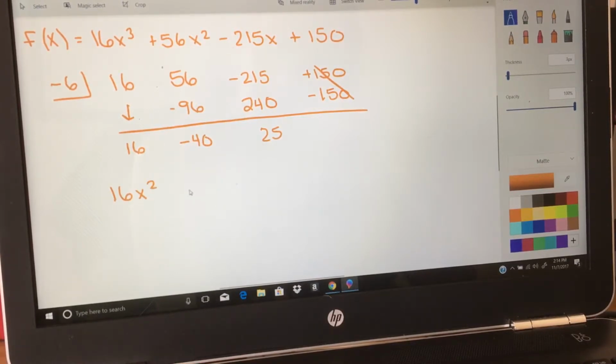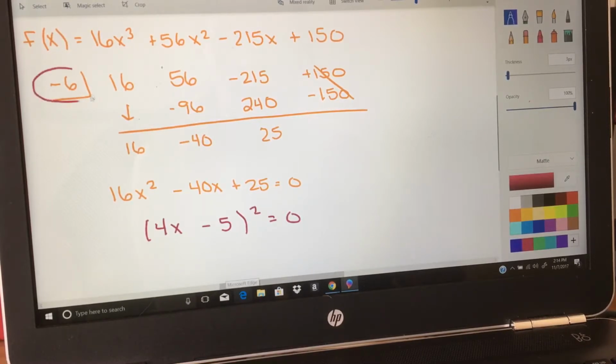16x squared minus 40x plus 25 equals 0. Now I can use the quadratic formula to solve that if I am not comfortable factoring, but we can recognize that this is a perfect square trinomial because 16 is a perfect square and 25 is a perfect square. So this is actually going to factor to 4x minus 5 squared equals 0. So I have one zero, which is -6.